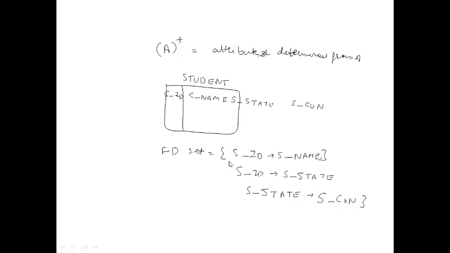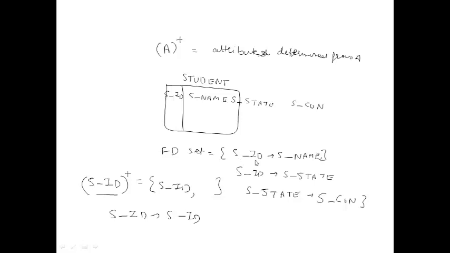So if we want to find out the attribute closure, for example, of student ID, first we will add that attribute. That means student ID will be added, because from student ID I can obviously determine student ID. It is an example of trivial FD. Because of trivial FD, I can determine student ID from student ID. So student ID will be added.